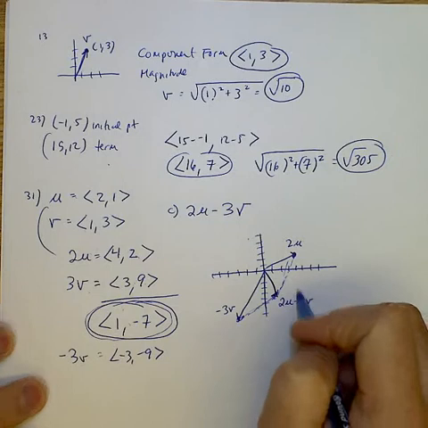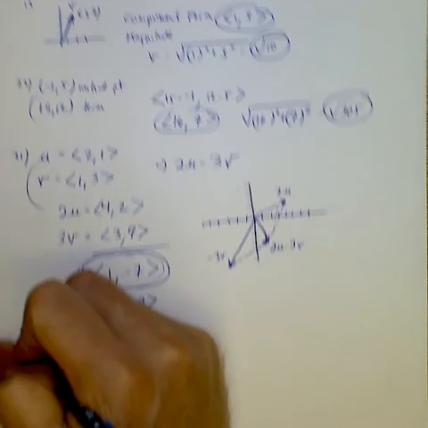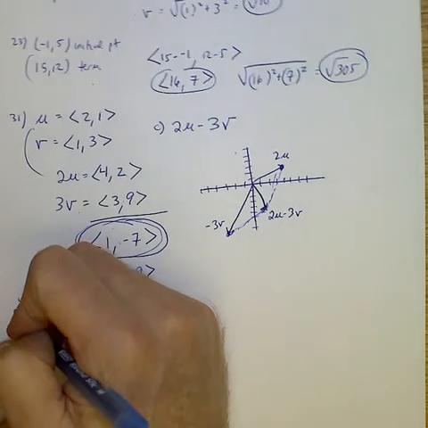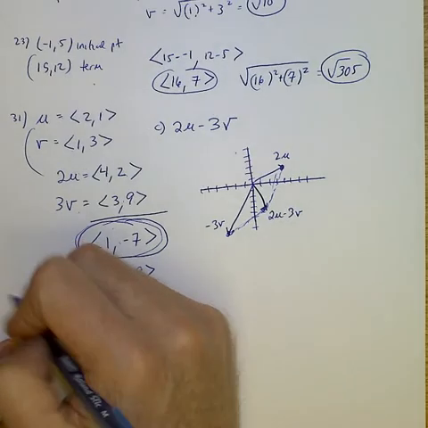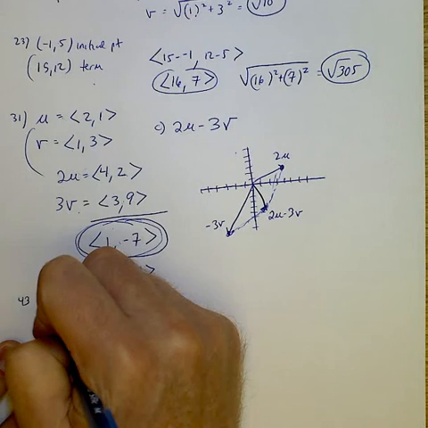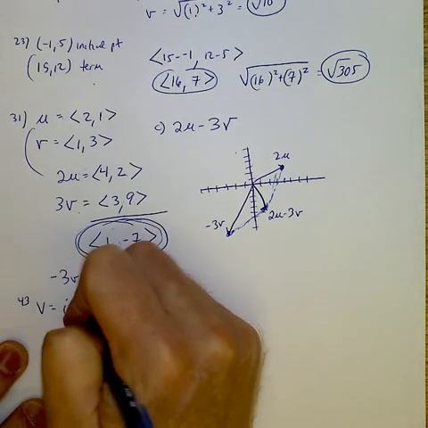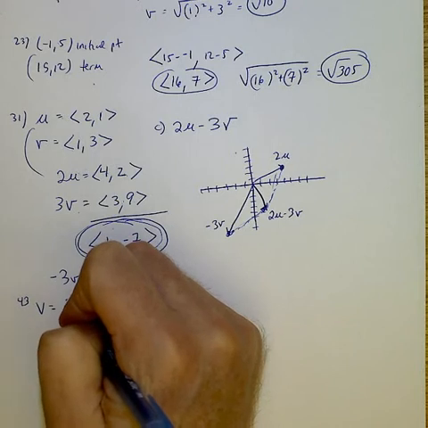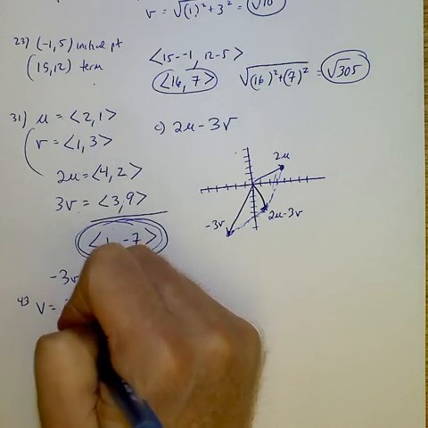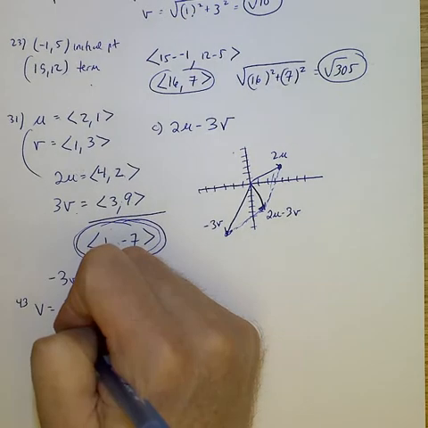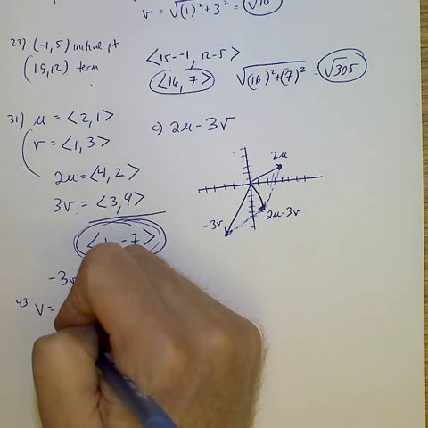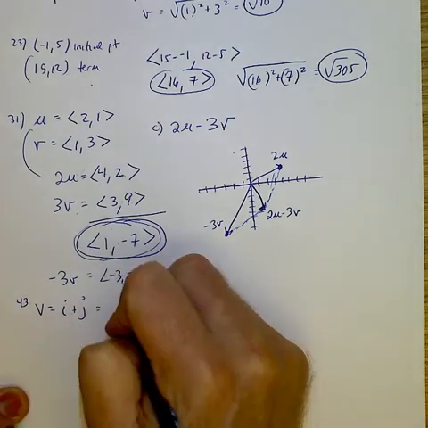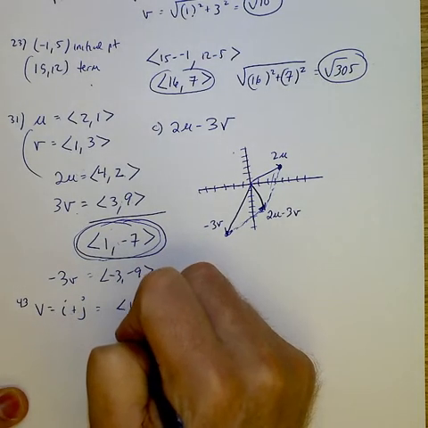Let me go ahead and do number 43 for you. In number 43, you are given a vector v equals i plus j, and what you're asked to do is find the unit vector in the direction of this vector. In order to find the unit vector, i plus j in component form is 1, comma 1.